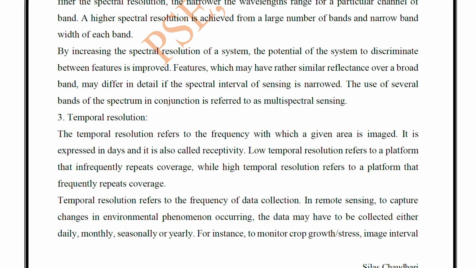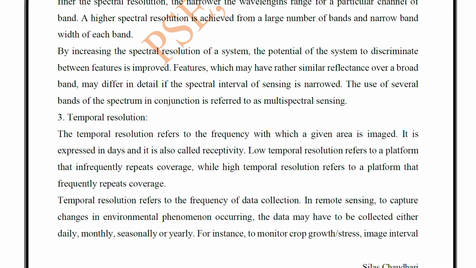Third is temporal resolution. The temporal resolution refers to the frequency with which a given area is imaged. It is expressed in days and it is also called revisit time. Lower temporal resolution refers to a platform that infrequently repeats coverage, while high temporal resolution refers to a platform that frequently repeats coverage.